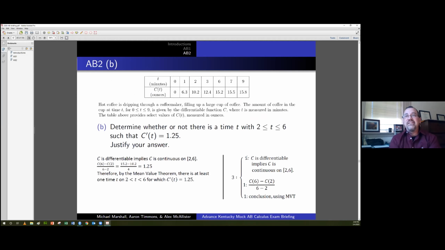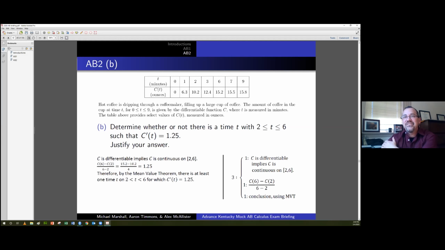We'll be looking for a ratio on that, the C of 6 minus C of 2 over 6 minus 2, that they're looking for an average rate that you need as part of the mean value theorem. And then this conclusion using the mean value theorem. So let's talk about how those points can get earned.